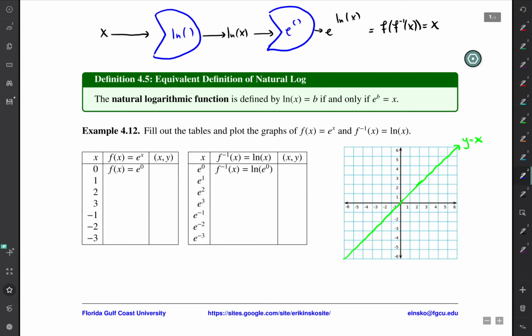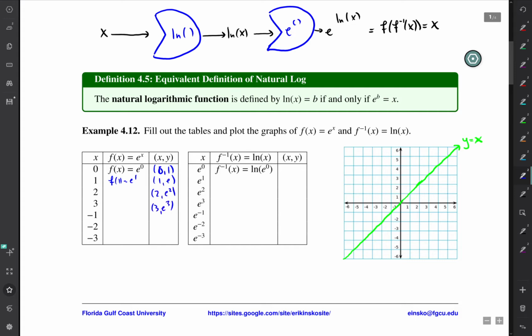And in example 412, we're asked to fill out these tables and then plot the two graphs of f of x equals e to the x, and then f inverse of x is equal to natural log of x. So we'll start by plotting e to the x, which we've already done before. We know that f of 0 is 1, so you should have 0 comma 1, and then e to the 1 is just e, so that's 1 comma e, and then we'll have 2 comma e squared, 3 comma e cubed, negative 1 e to the minus 1, negative 2 e to the minus 2, and then negative 3 e to the minus 3. I'll just plot this in blue real quick.